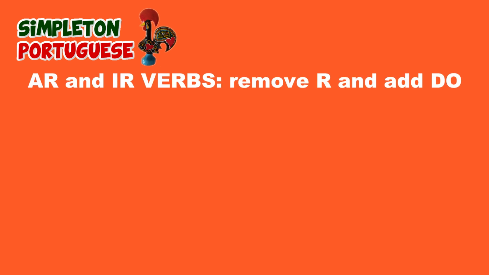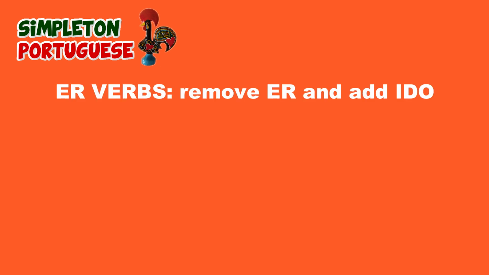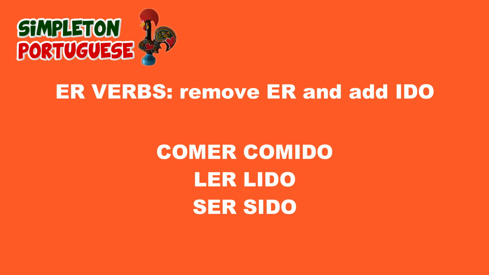As for forming the past participle, there are harder things in life, and certainly there are harder things in the process of learning Portuguese. For most AR and IR verbs, remove the final R from the infinitive and replace it with do. Cantar, cantado. Olhar, olhado. Dançar, dançado. Estar, estado. Partir, partido. Dormir, dormido. For most ER verbs, remove the final er and replace it with ido. Comer, comido. Ler, lido. Ser, sido.